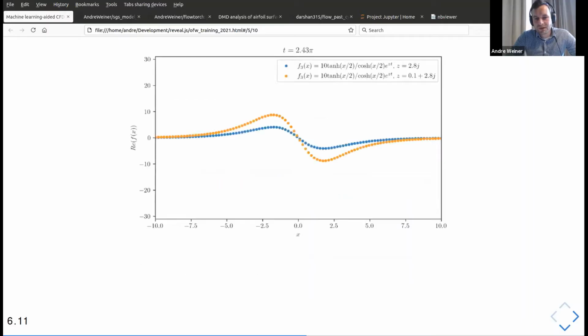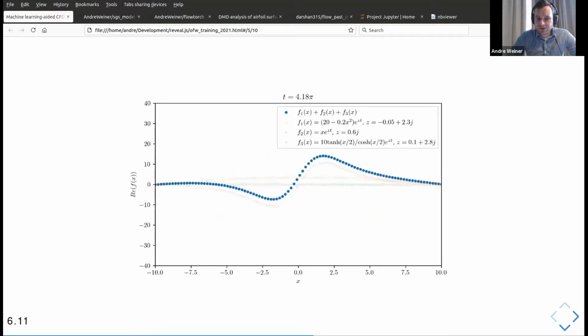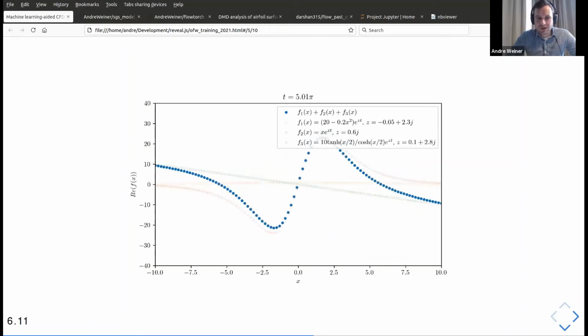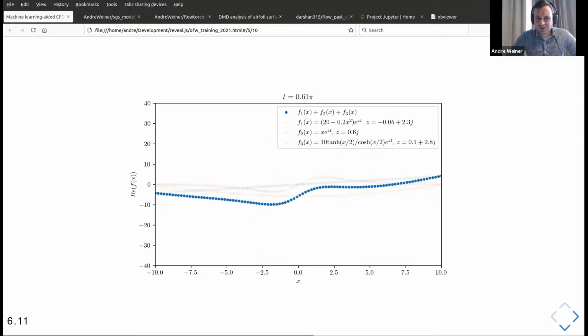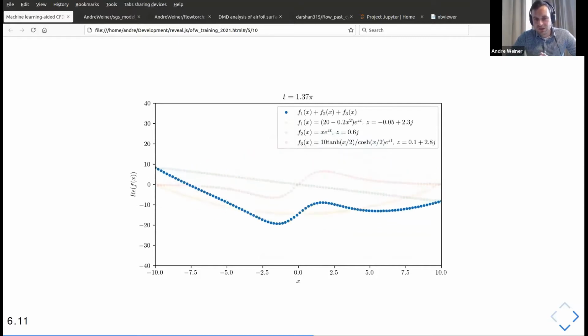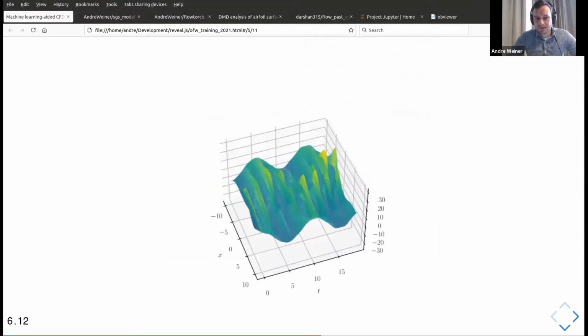All right. Now, if we superimpose all these three functions, what you get is this line indicated by the blue markers, which already looks quite complex, even though we used simple functions to build it up.